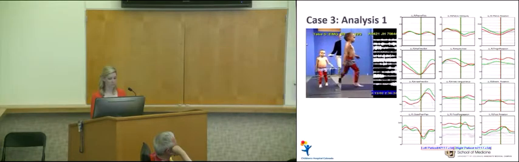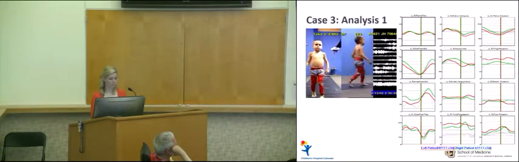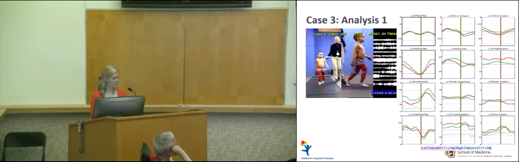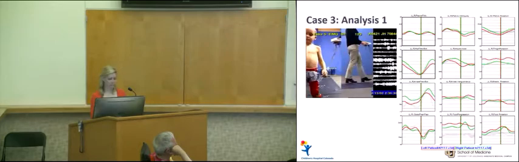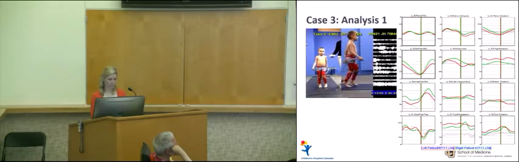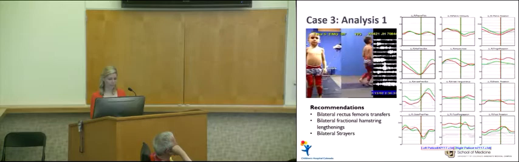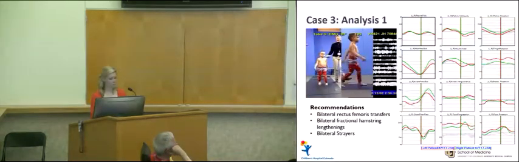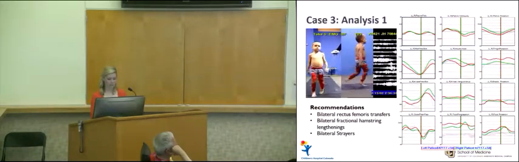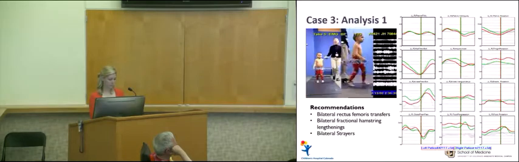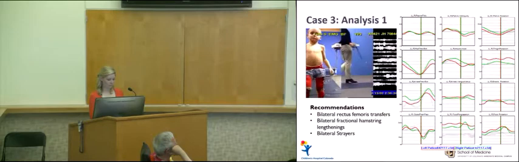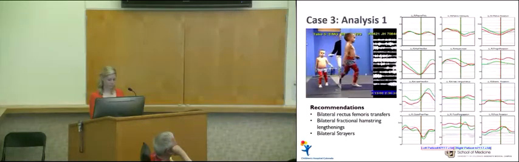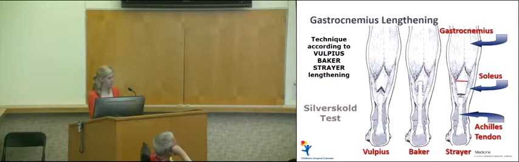We had EMG evidence also that he had some rectus overactivity, and so we recommended on this patient to lengthen his calf muscles, that's the bilateral Strayers, to lengthen his hamstrings, and to transfer his rectus femoris muscle. And we should have a post-op here. I'm going to tell you about the surgery a little bit.